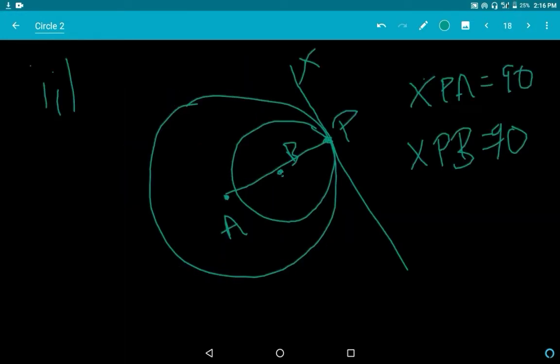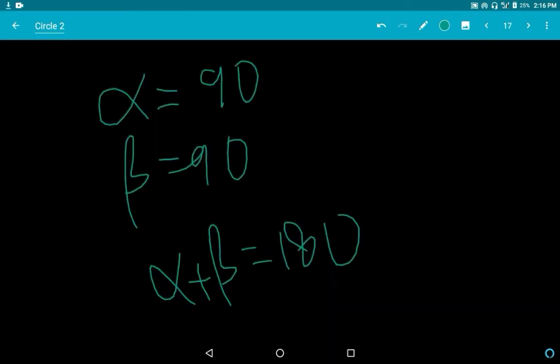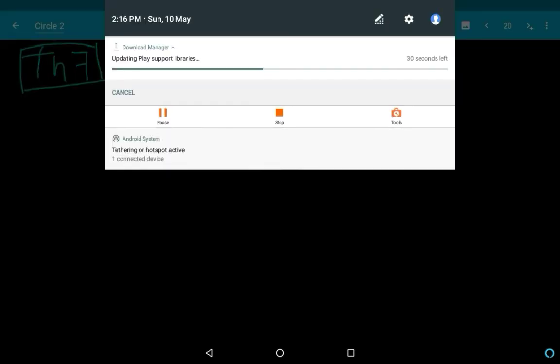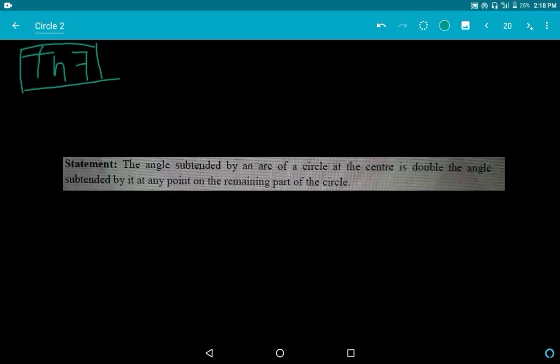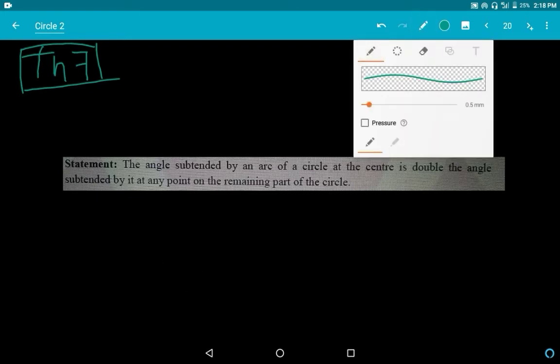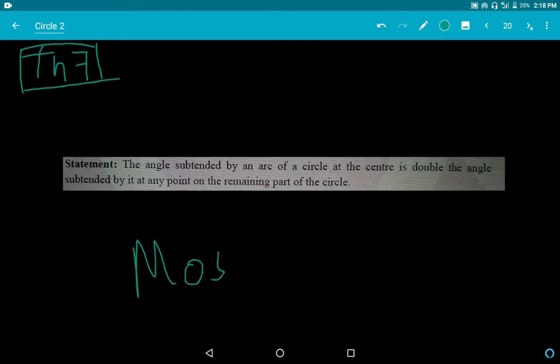Okay, now one second, what number theorem was that? Theorem number 7. We'll do theorem number 7. This theorem is the most important, once again, most important theorem. The angle subtended by an arc of a circle at its center is double the angle subtended by any point of the remaining circle.